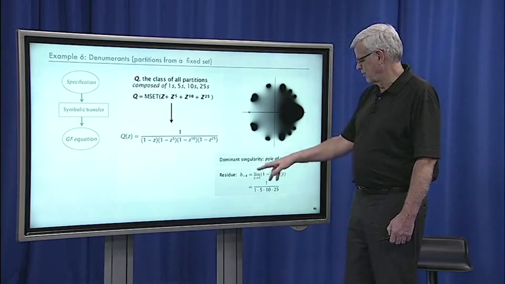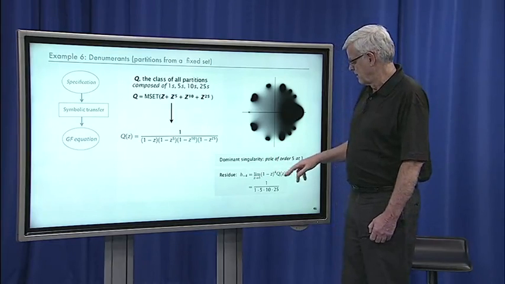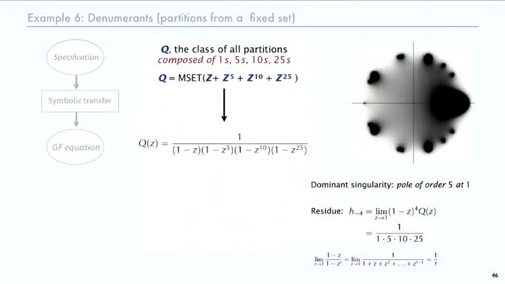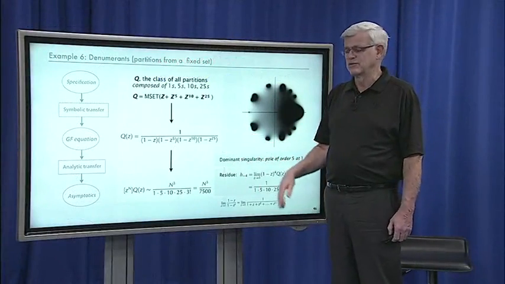In this case, it's easy to show with the limit form of the coefficient calculation that since (1 minus z) over (1 minus z to the t) is equal to the sum of these things, then the limit is just 1 over t. So we immediately get the result that the coefficient is 1 over the product 1 times 5 times 10 times 25. And it's a pole of order 4, it's a pole of order 4, that's a typo. And so the asymptotics of the coefficient is n cubed over 7,500.